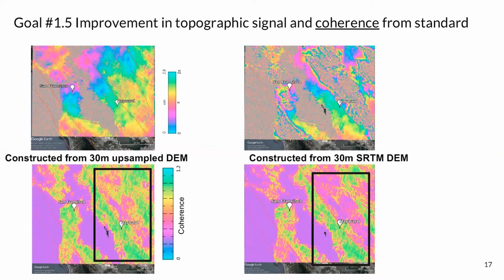So while this wasn't the original research goal, we definitely found these clear differences between the standard and the upsampled DEMs. And both of these are at 30-meter resolution, so they should be a lot closer together.